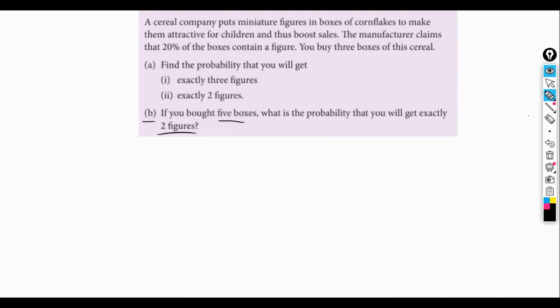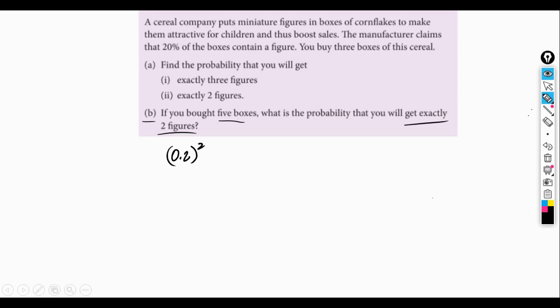For part B, it says, if you bought 5 boxes, what is the probability that you will get exactly 2 figures? So notice that we don't have 3 boxes anymore, but rather 5. Now, if we do a tree diagram, it would be too extensive. Now notice that if you want to get exactly 2 figures, what does that mean? That means that you have to have 2 successes, right? So that would be 0.2 times 0.2, or 0.2 squared. But this also implies that you would have to have 3 failures. So that would be 0.8 times 0.8 times 0.8, or 0.8 to the power of 3.